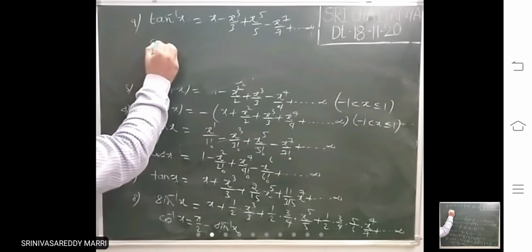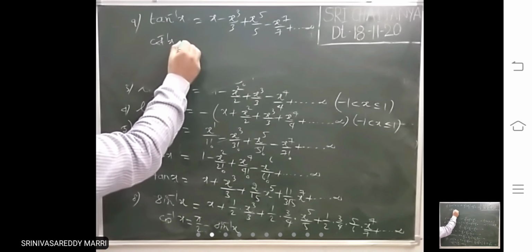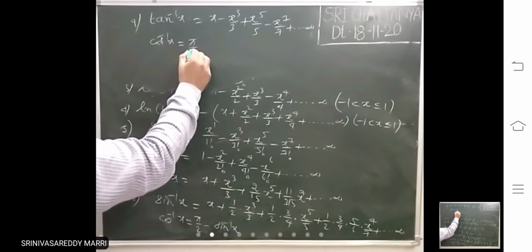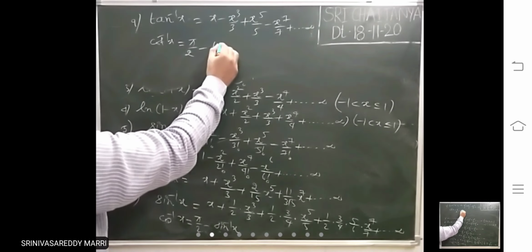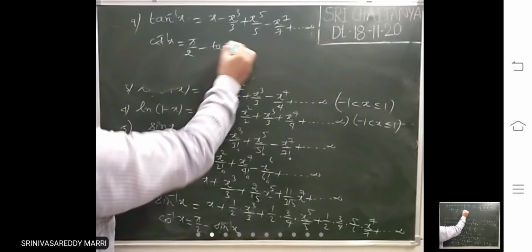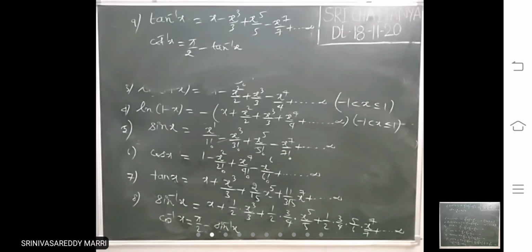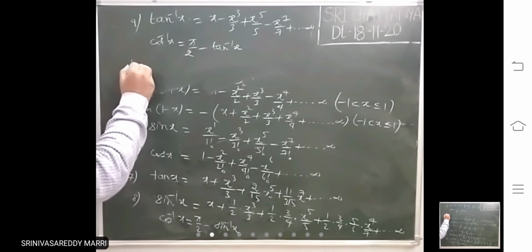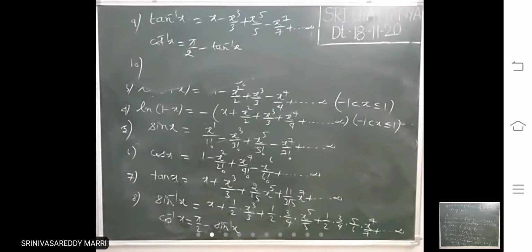Cot inverse x, no need of a series. Cot inverse x is nothing but pi by 2 minus tan inverse x, and then we will substitute this. In inverse functions we have learned, cot inverse x is pi by 2 minus tan inverse x. This is the series of inverse functions.